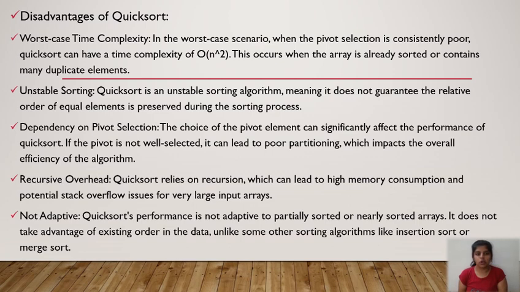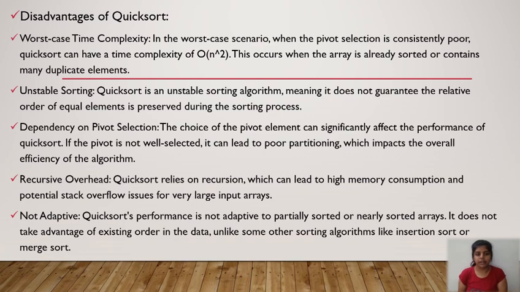Unstable sorting. Quicksort is an unstable sorting algorithm, meaning it does not guarantee the relative order of equal elements is preserved during the sorting process. Dependency on pivot selection. The choice of the pivot element can significantly affect the performance of Quicksort. If the pivot is not well selected, it can lead to poor partitioning, which impacts the overall efficiency of the algorithm.